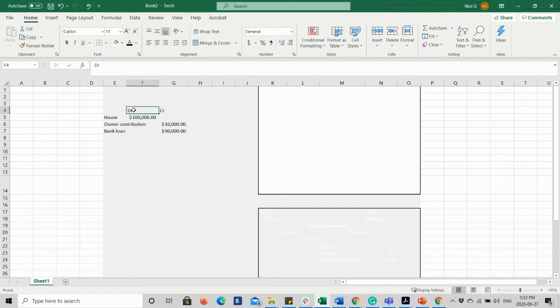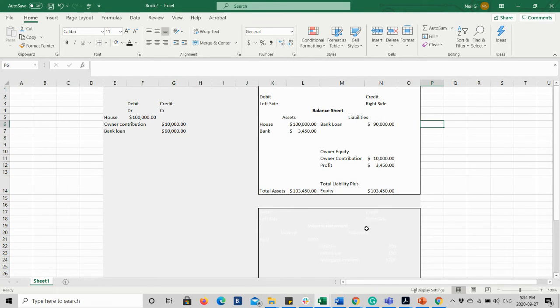So DR stands for debit and CR stands for credit. And the bank loan of 90,000 we credited here. So this is in journal entry form. Let's look at how it looks in tabular form.